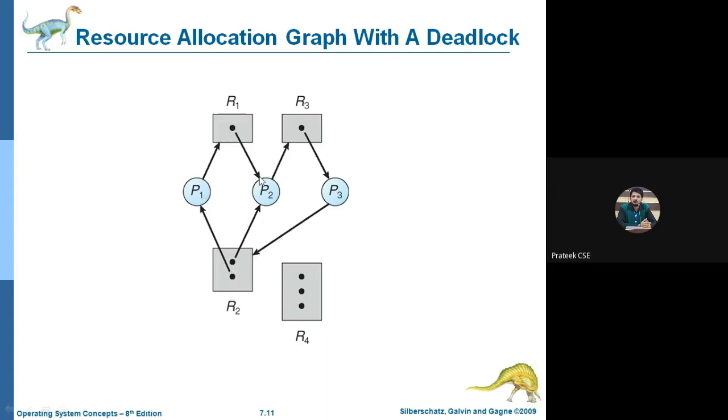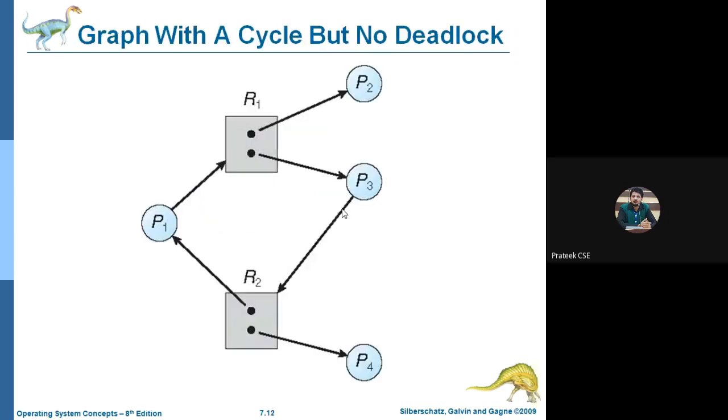So this is one cycle which is forming in this particular resource allocation graph: P1, R1, P2, R3, P3, R2, P1. And the second cycle is, let me start from P2: P2, R3, P3, R2, P2. So in this particular resource allocation graph we have two different cycles, and that's why we are saying that this particular system contains a deadlock.